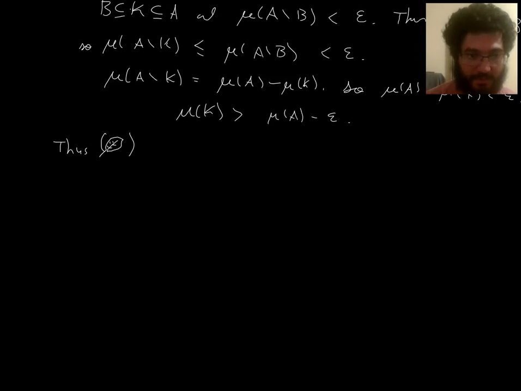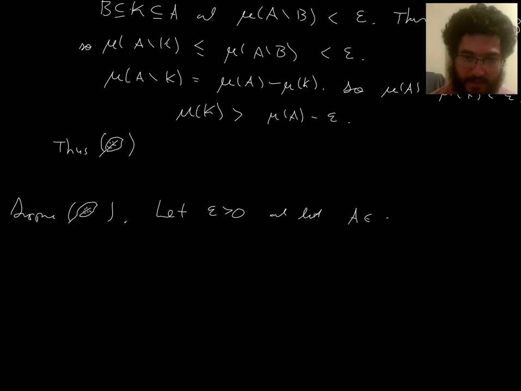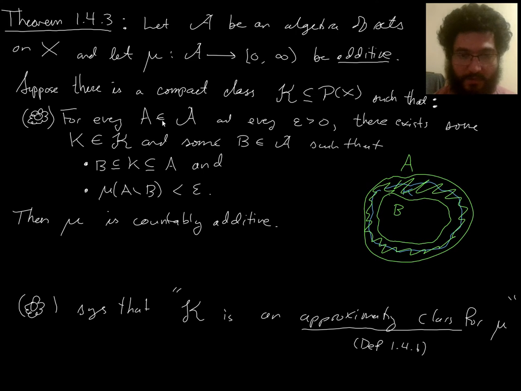And now for the other direction, that should be much easier. Now suppose leaf. Then we want to prove flower, so let epsilon be greater than 0 and let A be in there. So reminder, flower is this for every A, for every epsilon. Then we want to show that there's a K and a B such that this stuff happens.